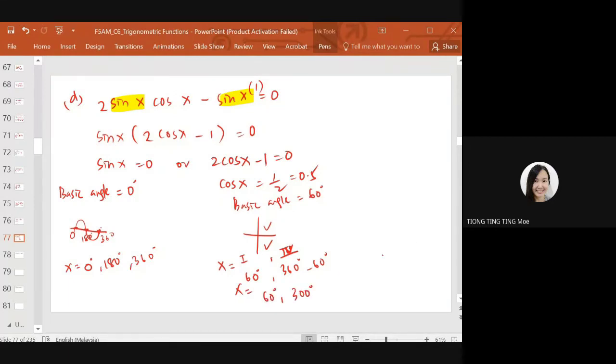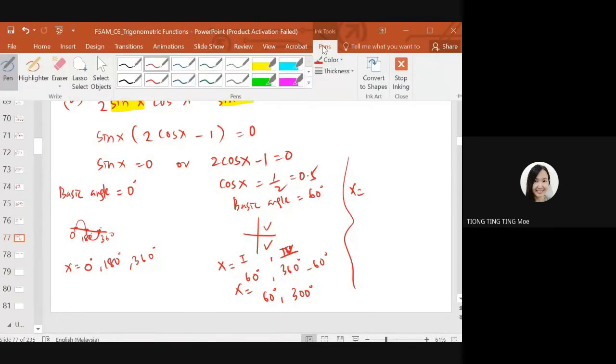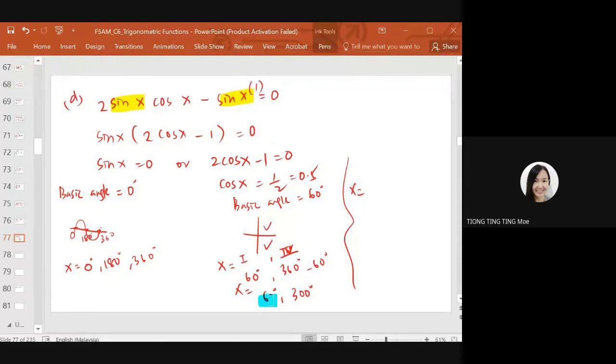But this is not the final. The final is you have to combine these two, make it into one. So your conclusion, from the smallest in ascending order, is 0, 60, 180, 300, and 360. So your solution will be 5.